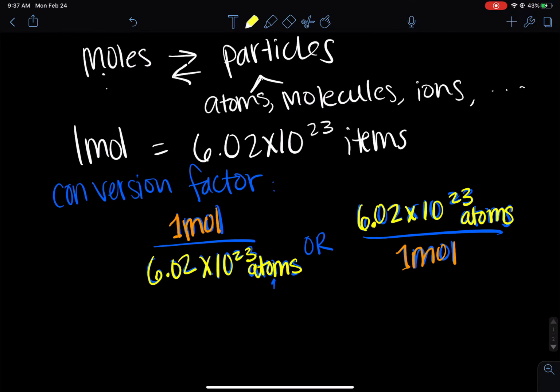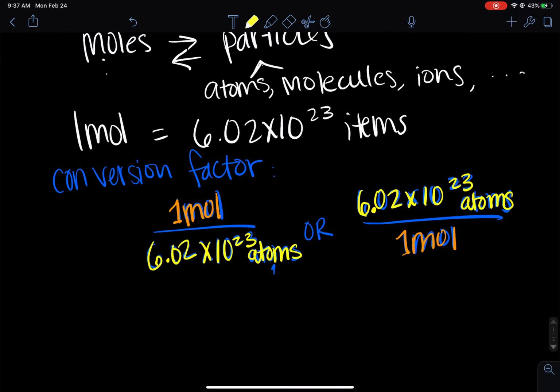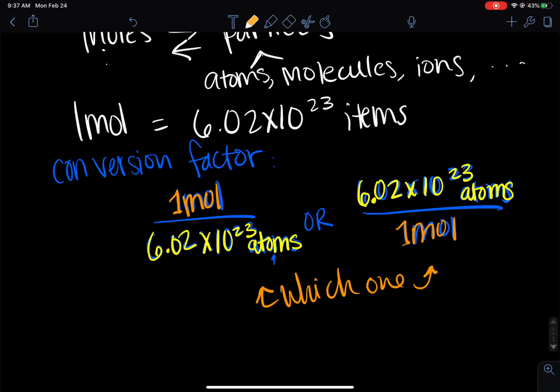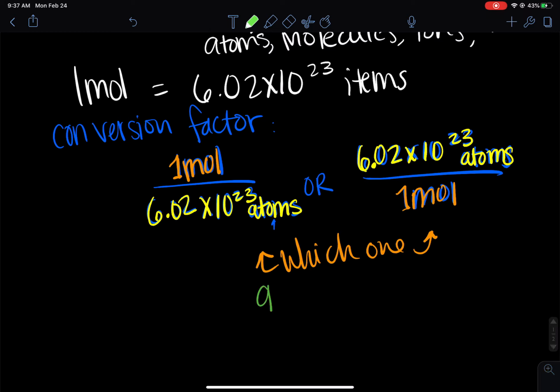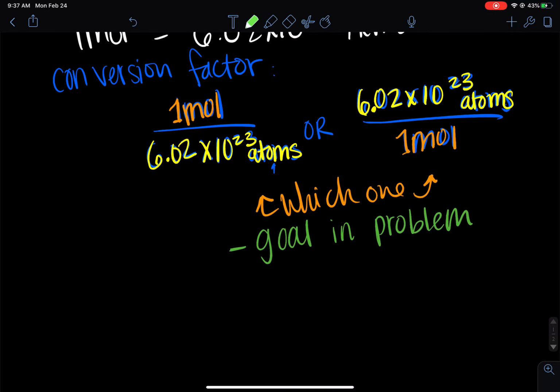Okay, so when we're working these problems, we have to decide which one do we want. Do we want to use the one with atoms on top or the one with moles on top? So to figure that out, you have to find what your goal is in the problem. Your goal will go on top.